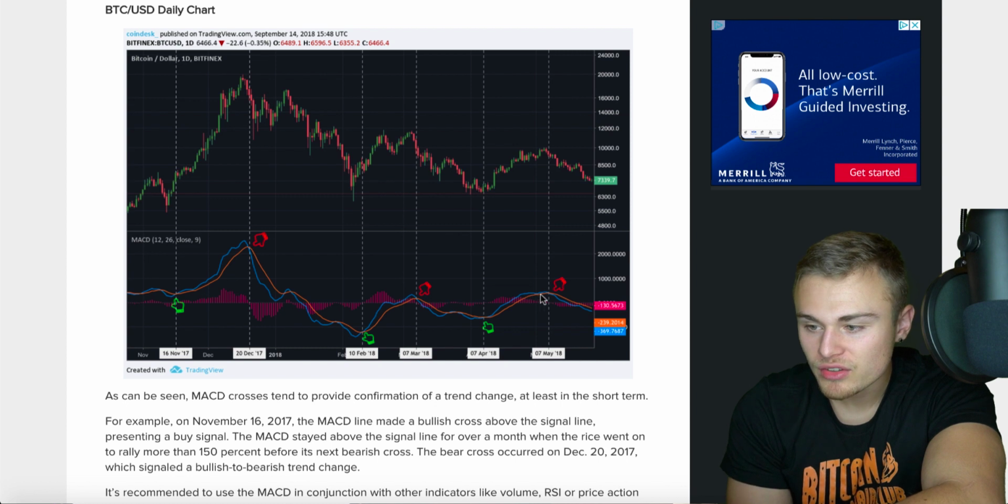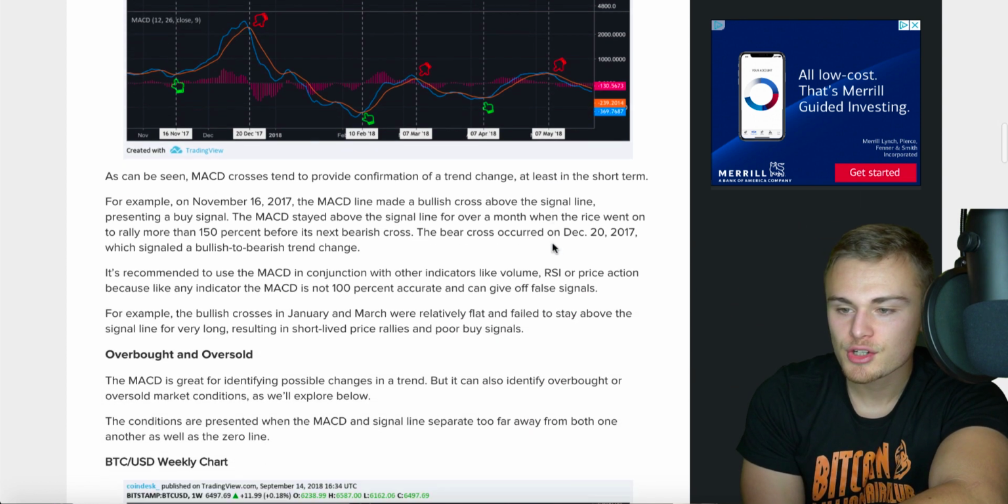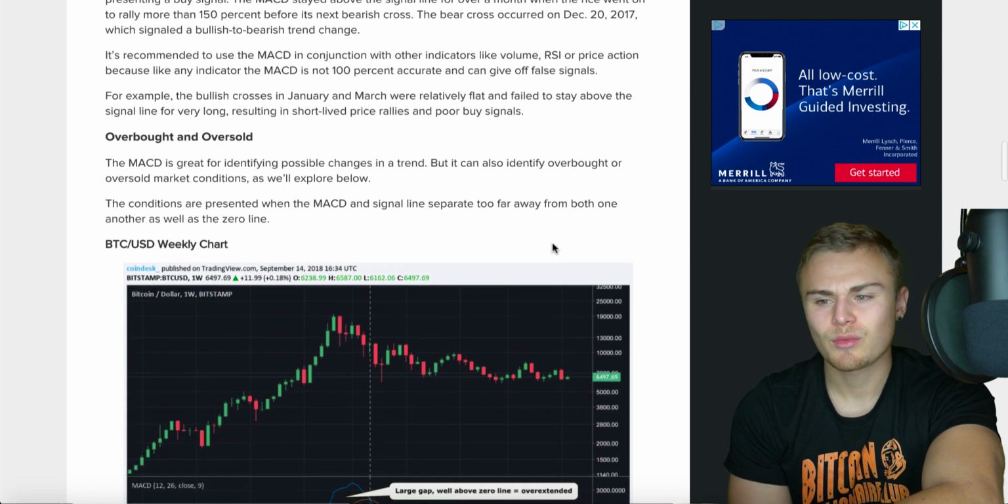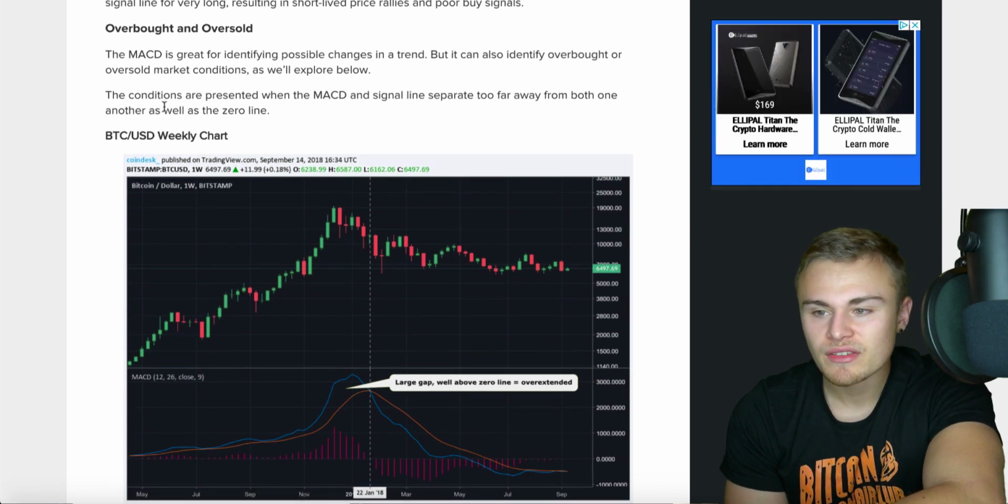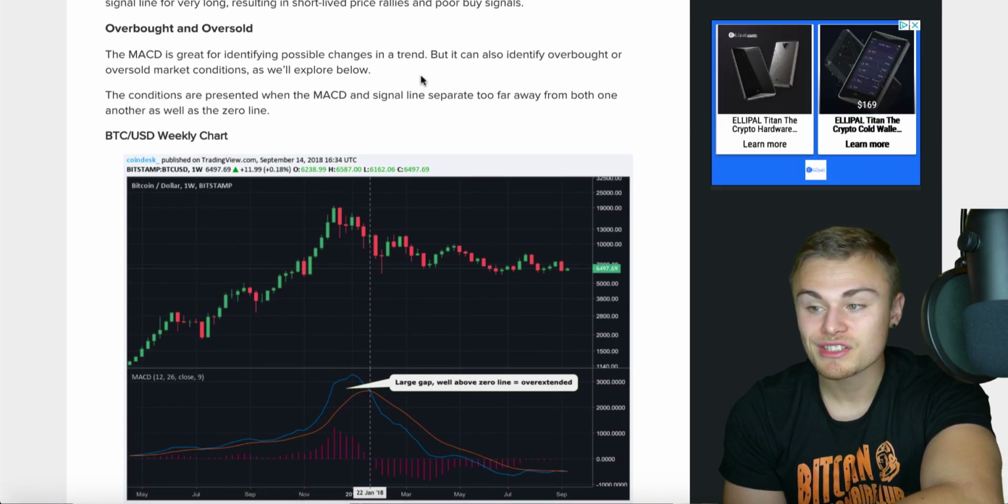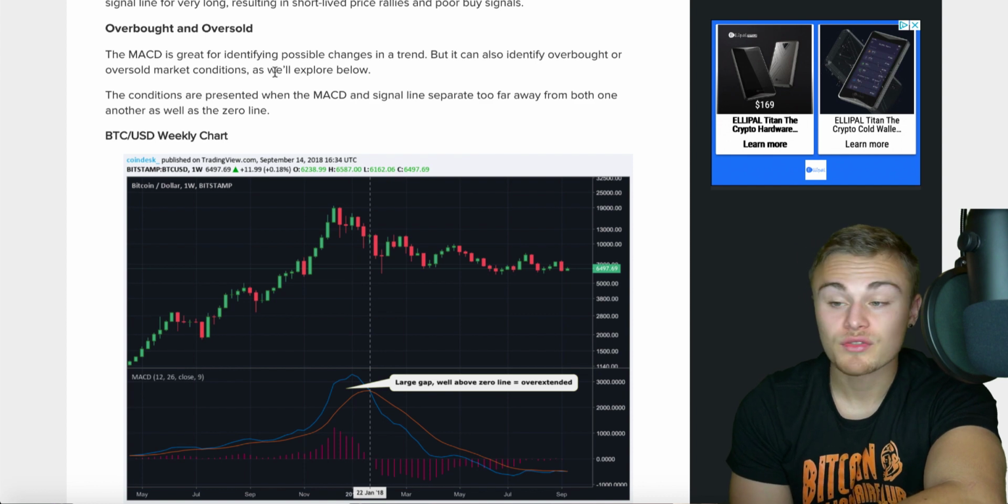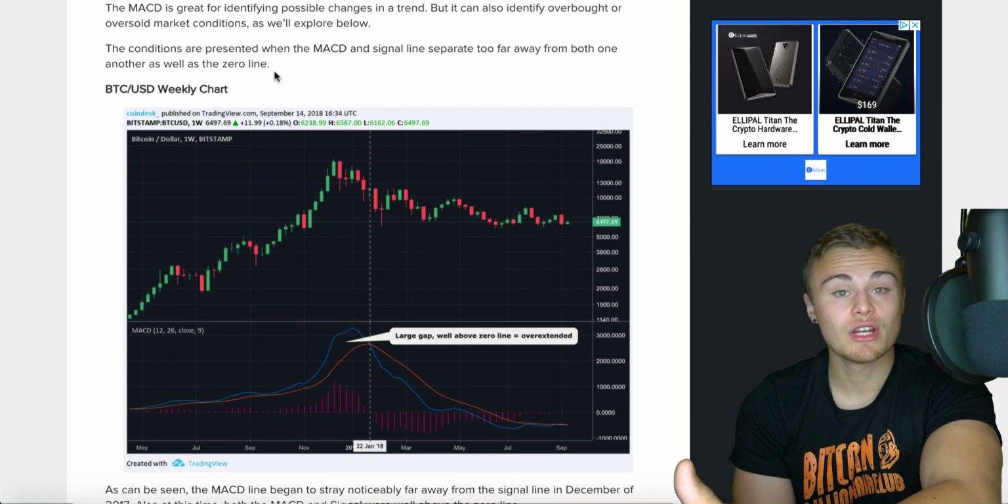When the blue crosses below the orange, we see bearish. That's pretty much the easiest way to explain that. You can see the MACD is great for identifying possible changes in a trend, but it can also identify overbought or oversold market conditions, which is what we have the RSI for.